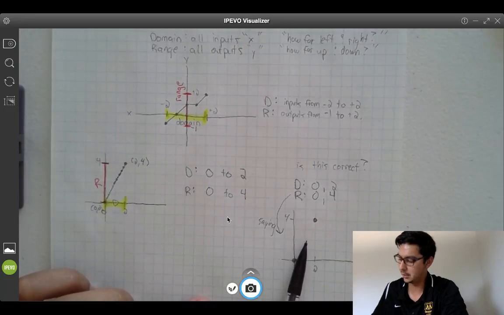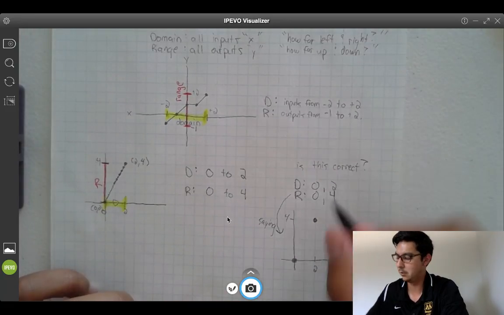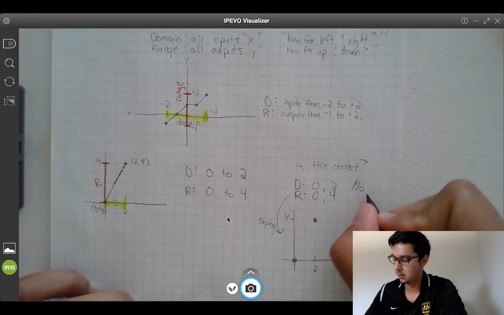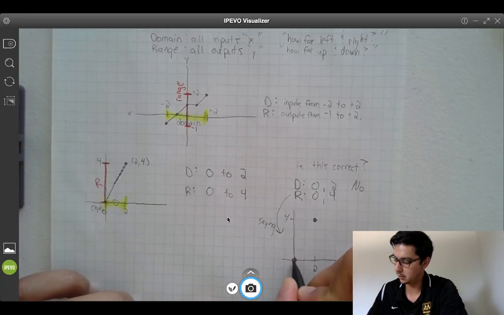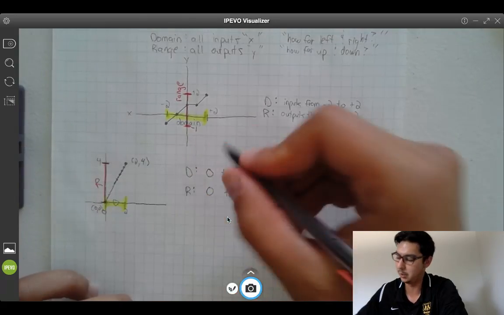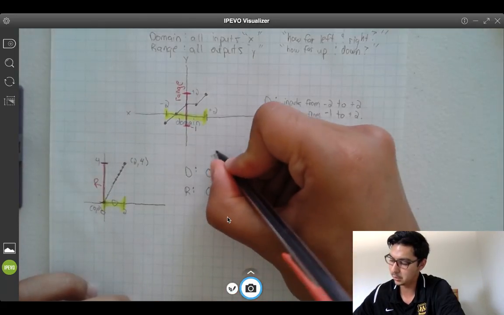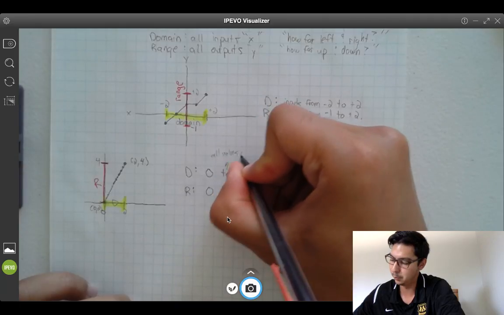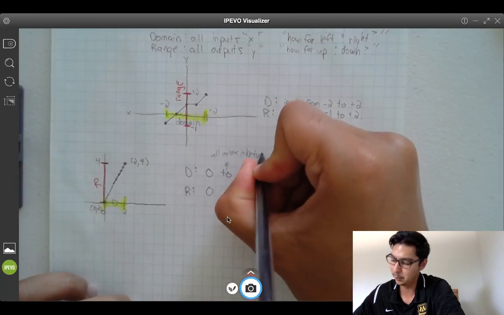But notice, is this the same as this? No. Right? This only has 2 points on it. It only has (0, 0) and (2, 4). Well, this one, when you say 0 to 2, it's all values in between. So that word "to" means all values in between. And that's something you want to be aware of.